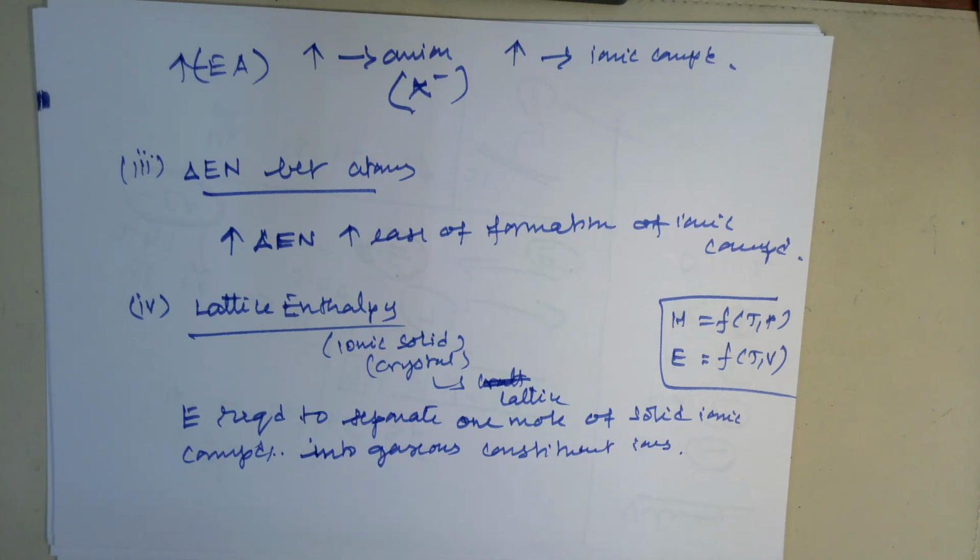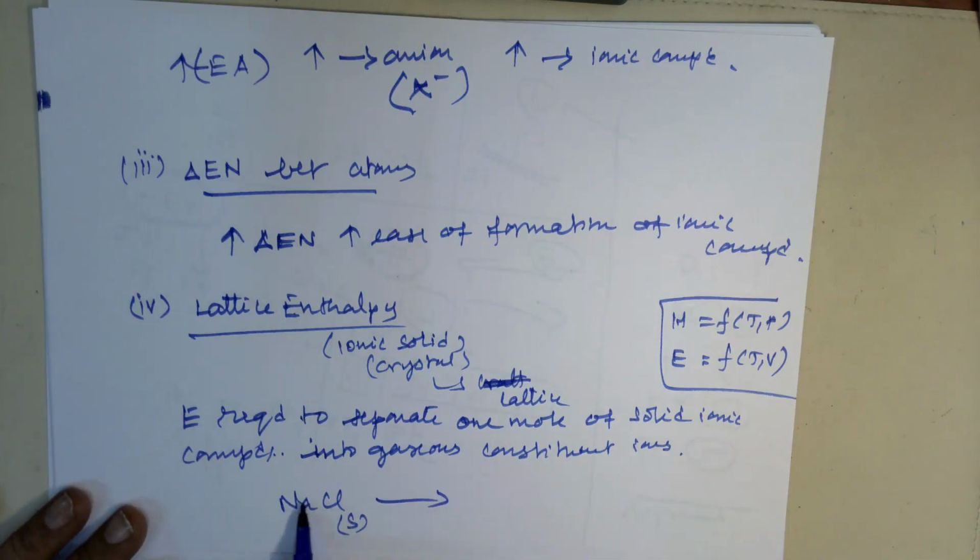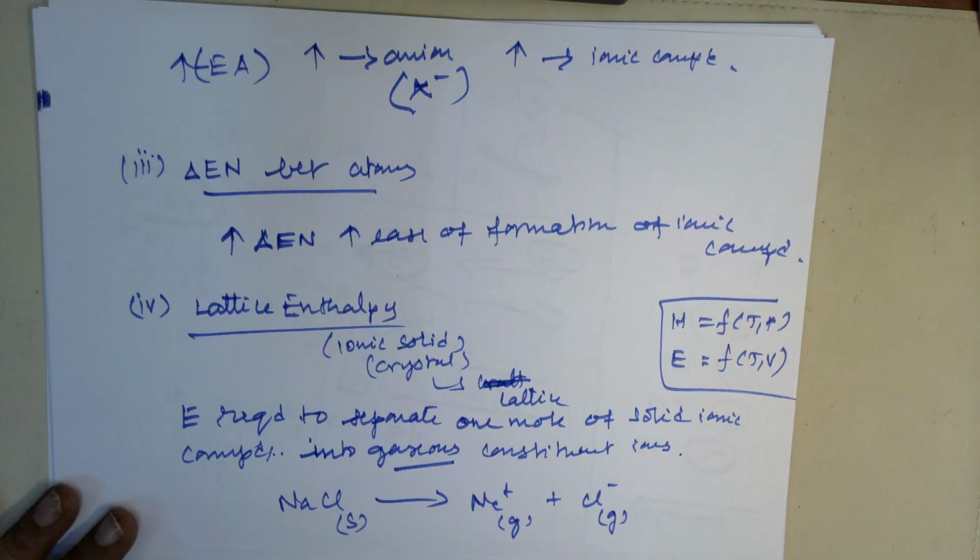Now let me explain. You have sodium chloride in the solid state. The energy required for this sodium chloride salt to become Na plus and Cl minus ions, gaseous constituents, a gaseous cation and a gaseous anion. Do you understand this?